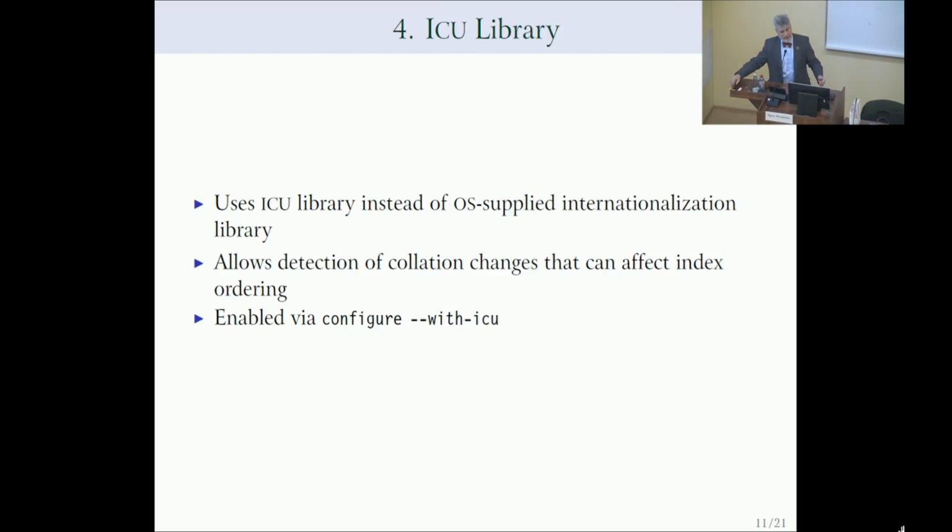So we have added a new ability to use a library called ICU. ICU has versioning, and therefore we can detect when collations change and inform administrators that they need to re-index. So again, an odd item, but pretty important, I think, for Postgres.